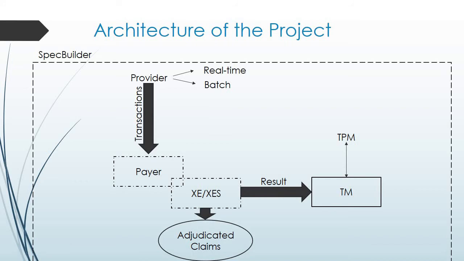Then according to that, the results are displayed on the TM. TM shows all transaction processes and works as a UI to display the claims for the user. You can see that TPM is the infrastructure behind TM, which maintains trading partner profiles and establishes trading partner relationships with the client.